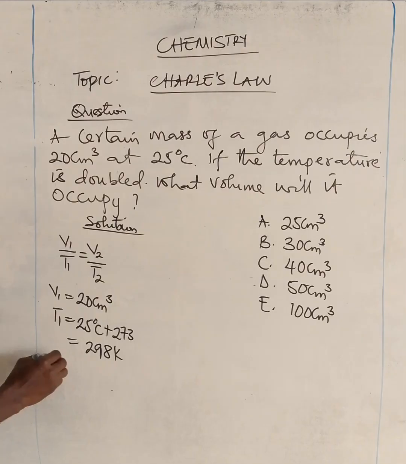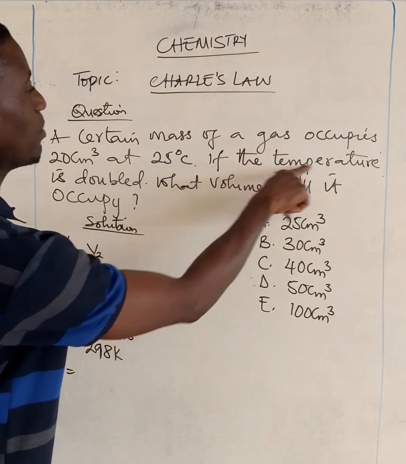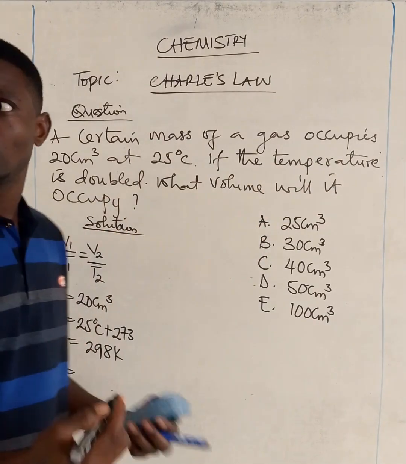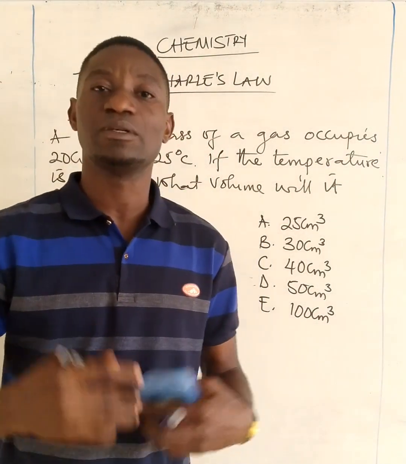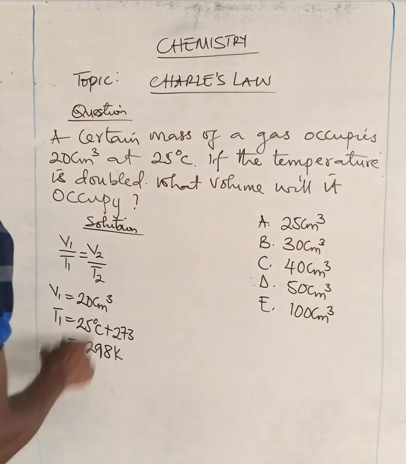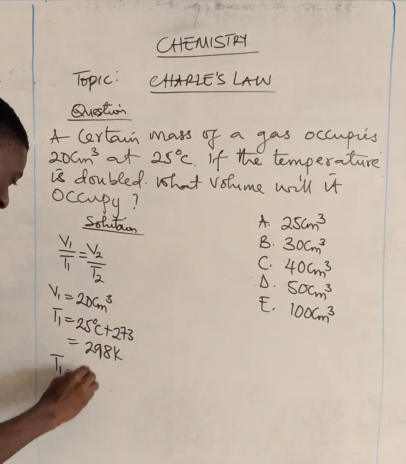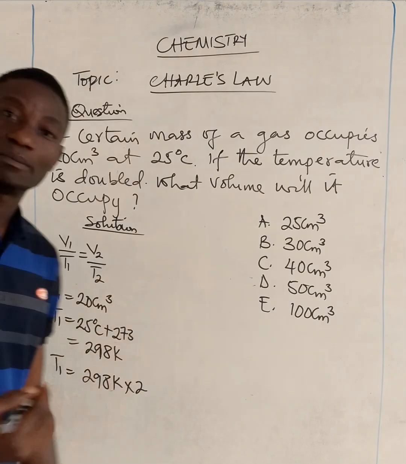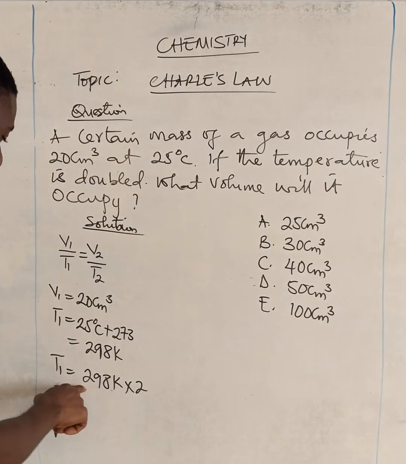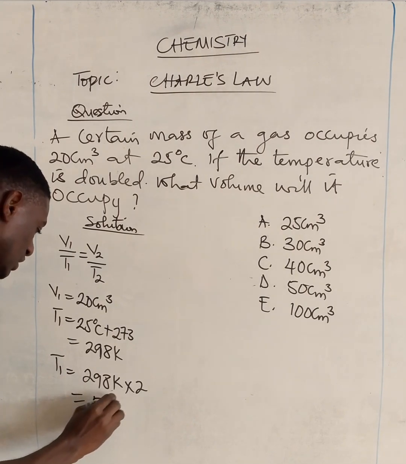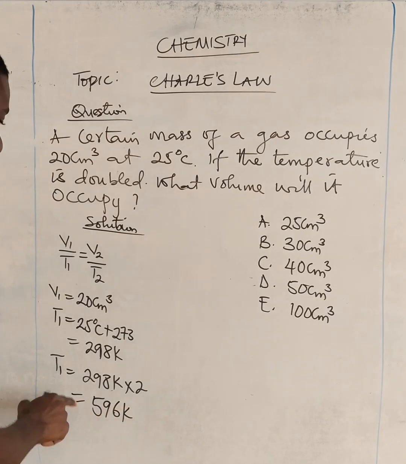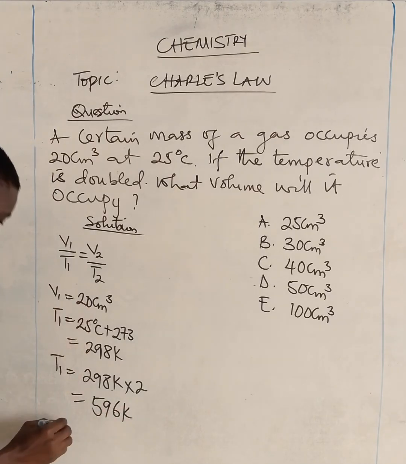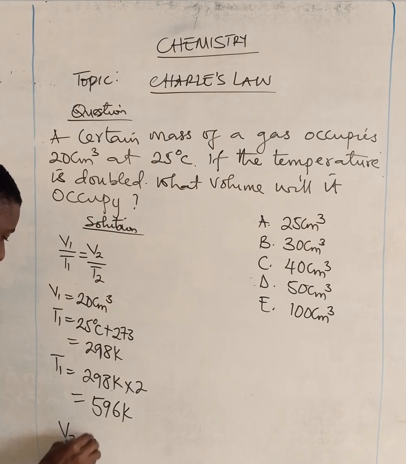Alright, we move on. So our final temperature, look at it, the question says if the temperature is doubled. What does it mean for something to be doubled? For something to be doubled simply means that it is being multiplied by 2. So our temperature is doubled simply means that 298 Kelvin is doubled, and double means we multiply it by 2. So when we double this temperature, we obtain a temperature of 596 Kelvin.